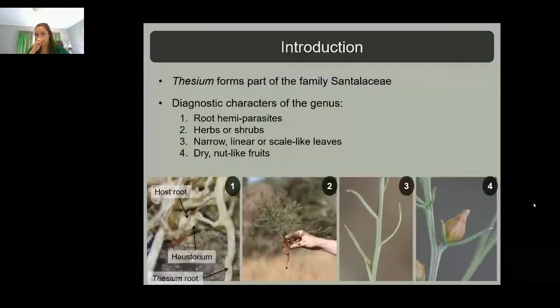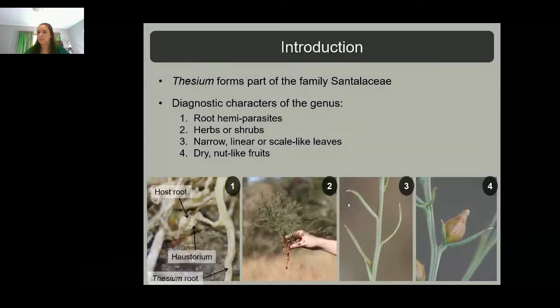So just a quick introduction to the plants that I'm working on. The genus Thesium forms part of the family Santalaceae. Plants of the genus are root hemiparasites, meaning that they parasitize on the roots of other plants. In the first figure here, you can see this dark brown root is the host root, and this light brown root is the Thesium root. The Thesium root then forms this extension and this haustorium around the host, and this is where the exchange of nutrients happens. So these plants grow as herbs or as shrubs.